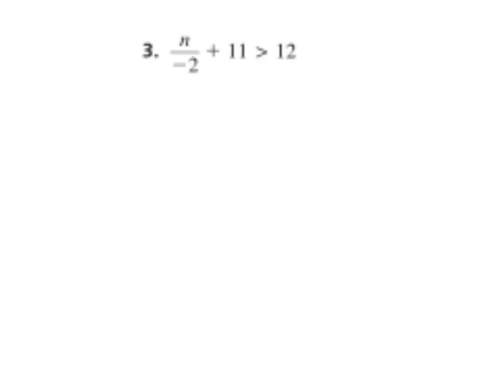I believe number 3 says n over negative 2 plus 11 is greater than 12. So we want to get rid of this term here because we're doing addition or subtraction first. So how do we get rid of a plus 11 or positive 11? We're going to minus 11. That's going to give me n over negative 2, excuse me, is greater than 1.